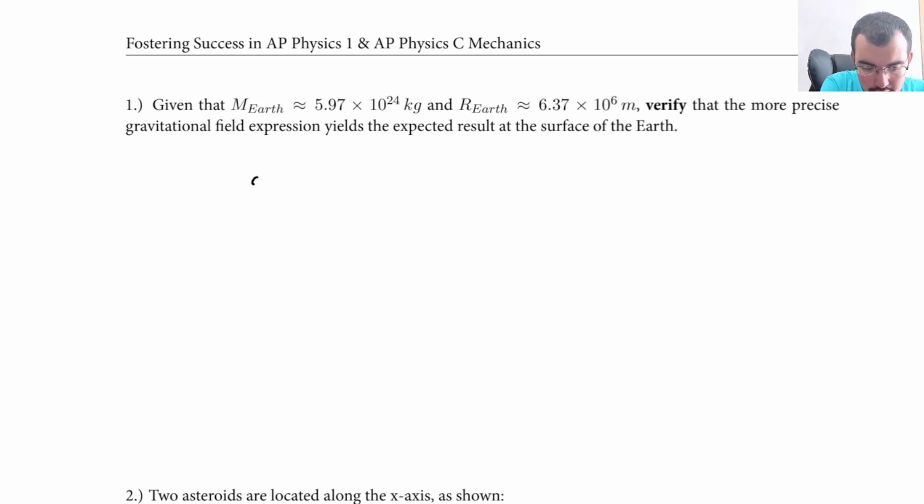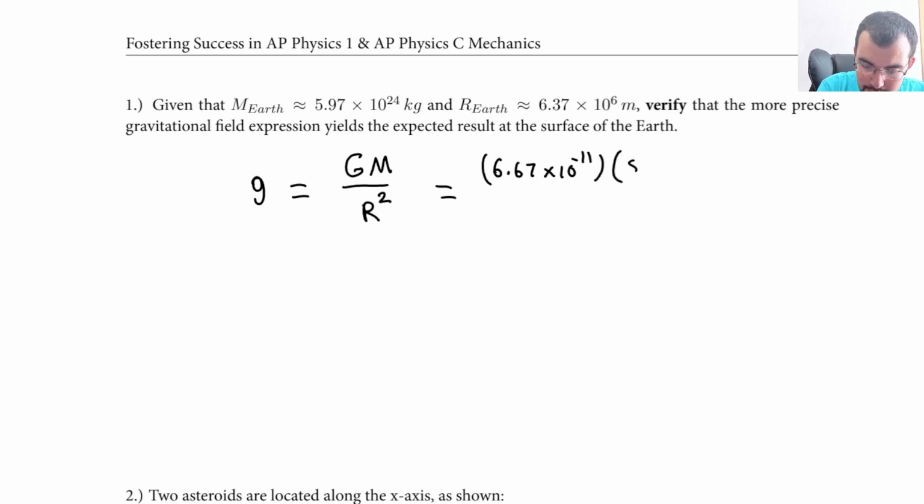So our expression is that little g at a point is the universal gravitation constant times the mass of the object divided by the squared distance from the object center. Near the surface of the Earth, we can just plug in Earth's radius. So we do all our plugging and chugging. You can check the units work out, but it's kind of a mess. This is literally just a calculator exercise.